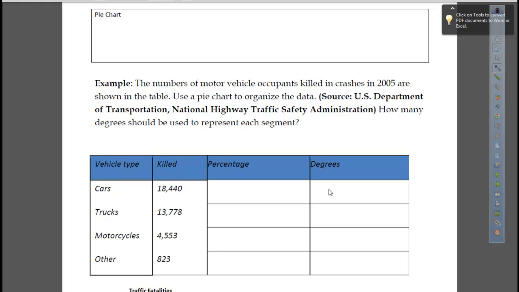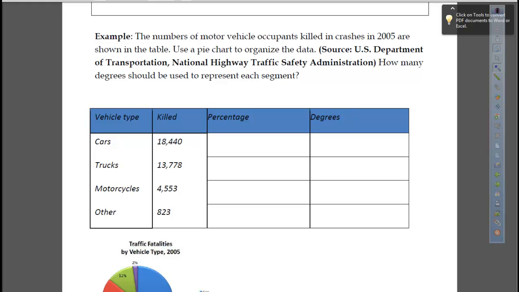So here we have an example. The numbers of motor vehicle occupants killed in crashes in 2005 are shown in the table. Use a pie chart to organize the data. How many degrees should be used to represent each segment? Here we have the total number of occupants who are fatalities. I want to know how many came from cars, how many came from trucks. I'm taking the entirety of the fatalities and distributing it to categories. A pie chart's appropriate for that.